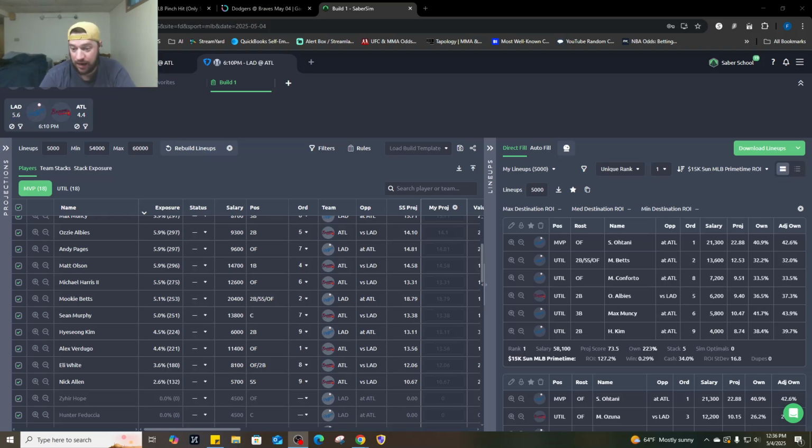You got Ohtani at the top, and you can still have a pretty damn good lineup. I don't know if Kim gets in there, but they did activate him and call him back up, so he could definitely start there. So you got Ohtani and Betts, Conforto, Ozzie Albies, Max Muncy, who struggled, but some good numbers here, and Kim is another one we didn't even talk about.